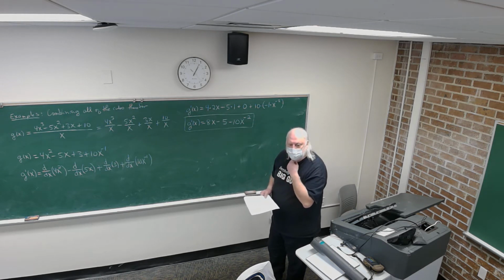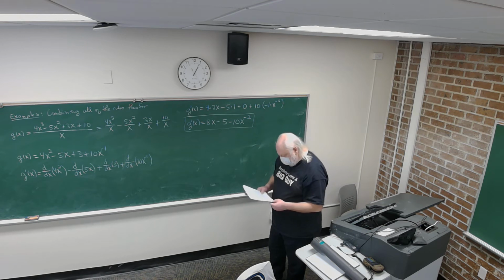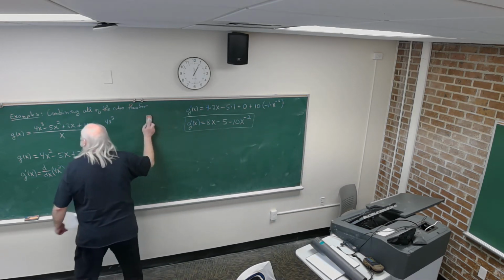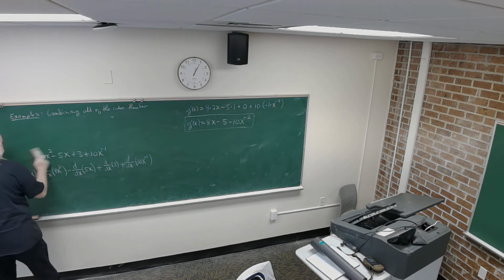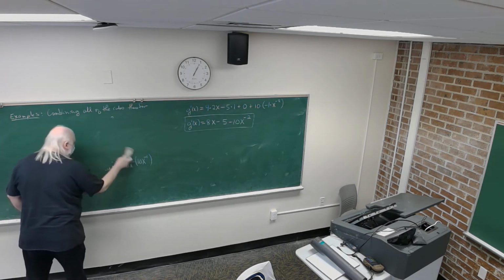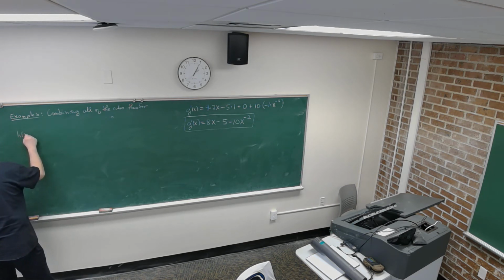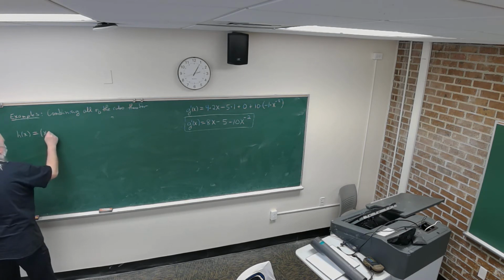Any questions? All right. In the next one, we have, next example, we have h of x is equal to x plus 2 times x minus 1.